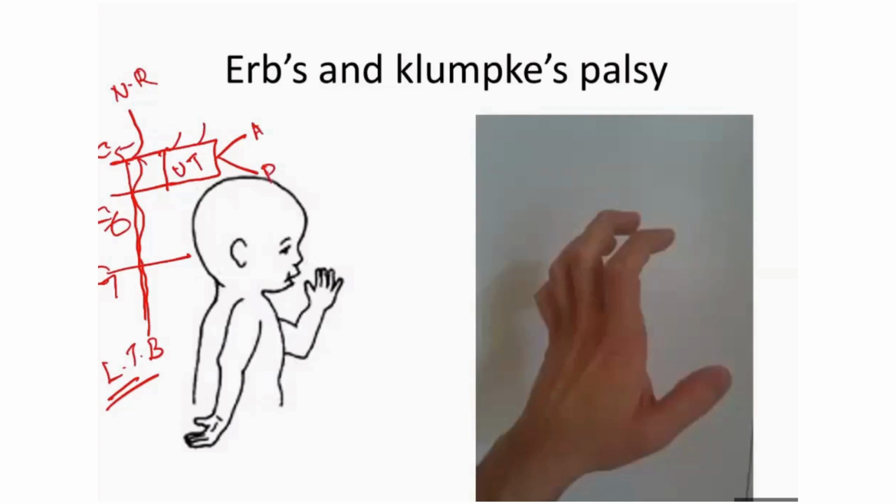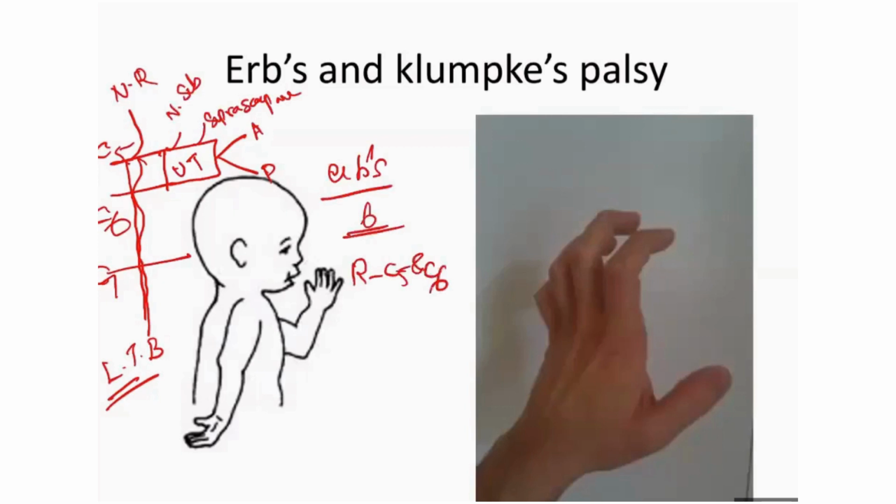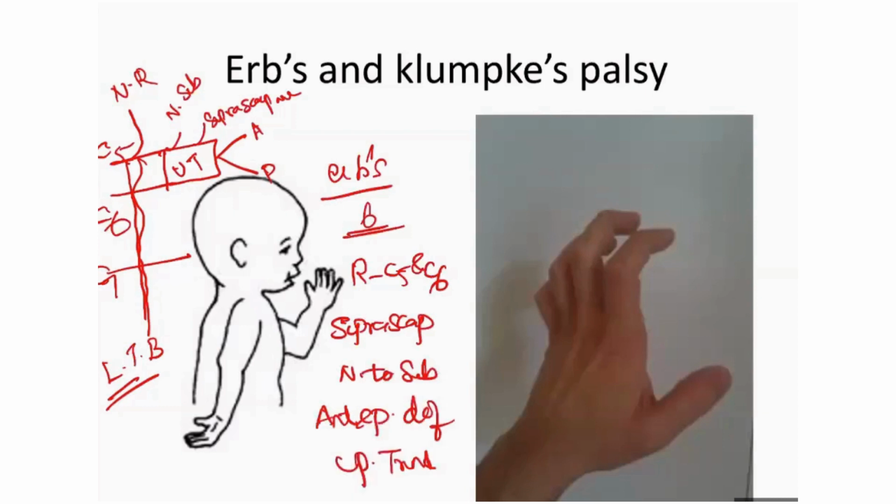So Erb's point is nothing but the meeting of nerves. Root of C5 and C6, am I right? Suprascapular nerve, nerve to subclavius, anterior and posterior division of upper trunk. This is the first one, this is the second one, 3, 4, 5, 6. So 6 nerves meet on the upper trunk of the brachial plexus, and that is called Erb's point. If there is any injury, that is called Erb's paralysis.